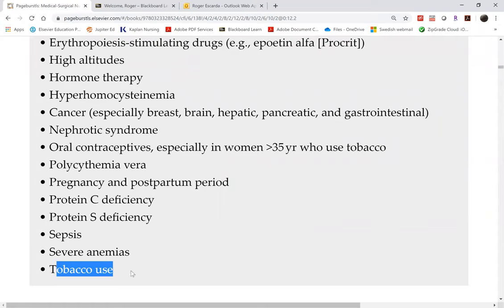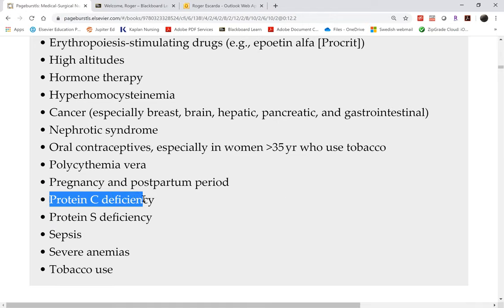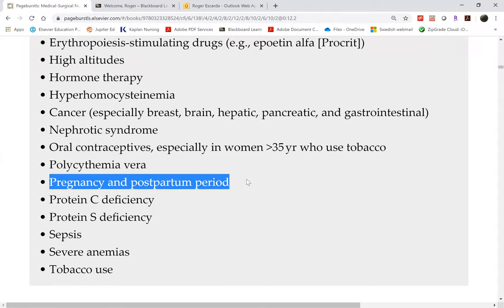Smoking. Okay, so here's smoking, anemias, because again, that leads to dehydration or low blood pressure, sepsis, specifically because of the inflammatory response. Sepsis leads to DIC. I don't know if you've already talked about DIC. Protein C deficiency, because this helps you prevent clotting, and protein C deficiency occurs in sepsis. Here we have pregnancy again, because your hormones are out of whack. Okay, so that's the same as taking hormones or taking pills.